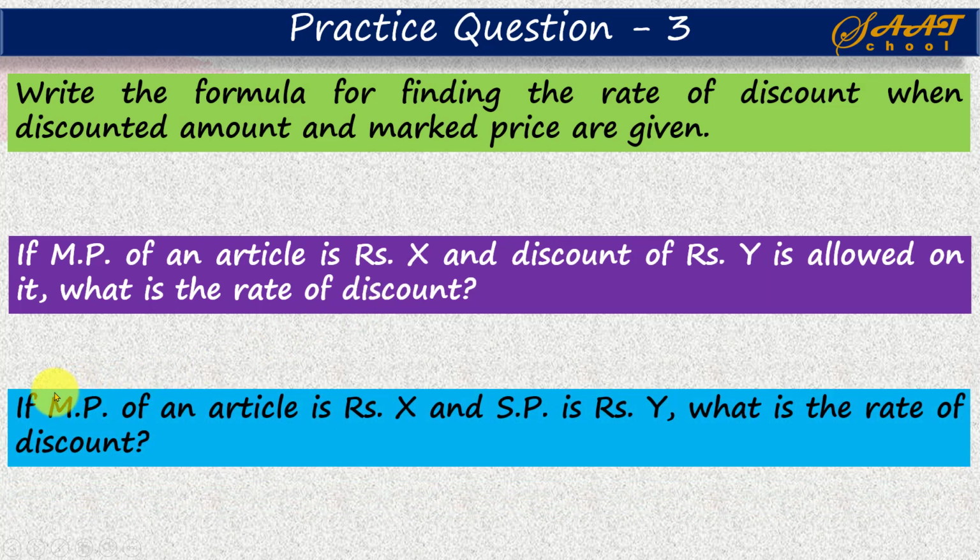And next is, if MP of an article is given and SP is given, then what is the rate of discount? So here the mark price is X, selling price is Y. Now what is rate of discount? These are similar questions, but the difference is here we have a discount amount which is Y, but here we have SP. I want you to try all these questions. We have already discussed the relation to find rate of discount, MP, CP or something like that. So try these questions. This much for today.